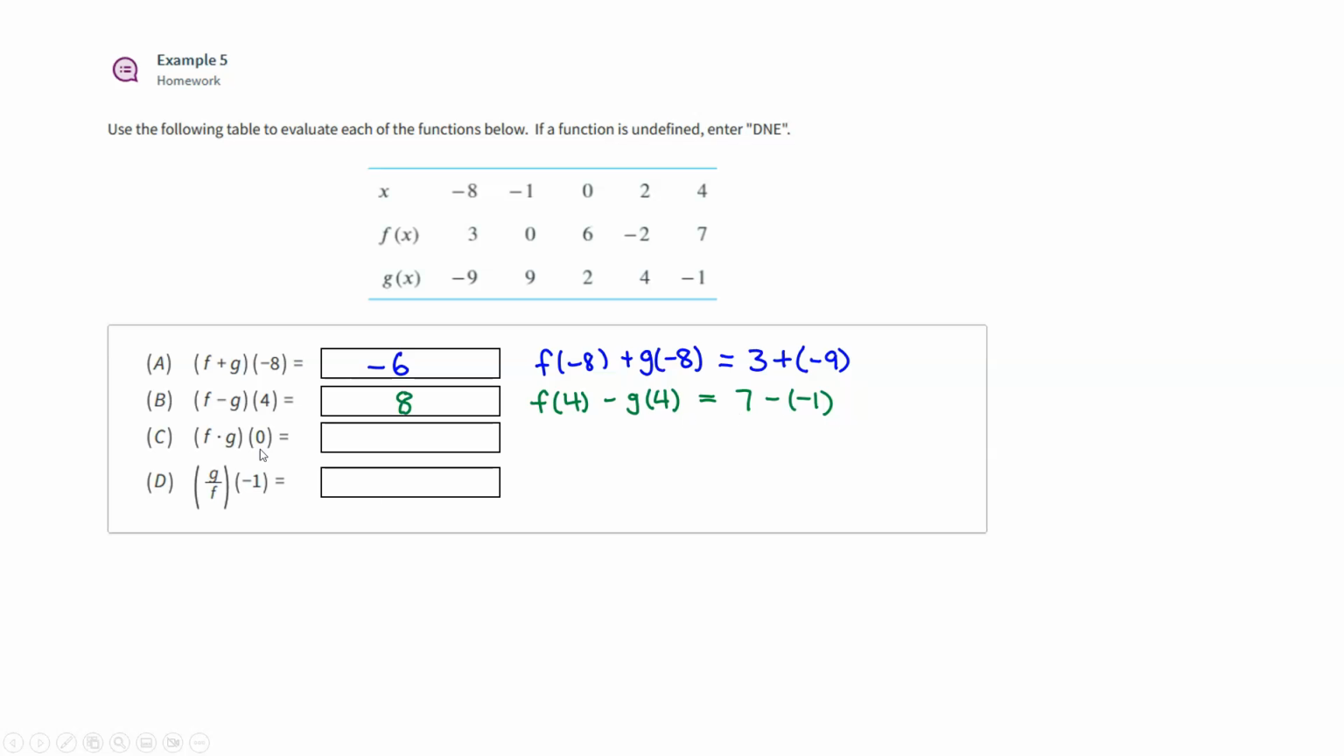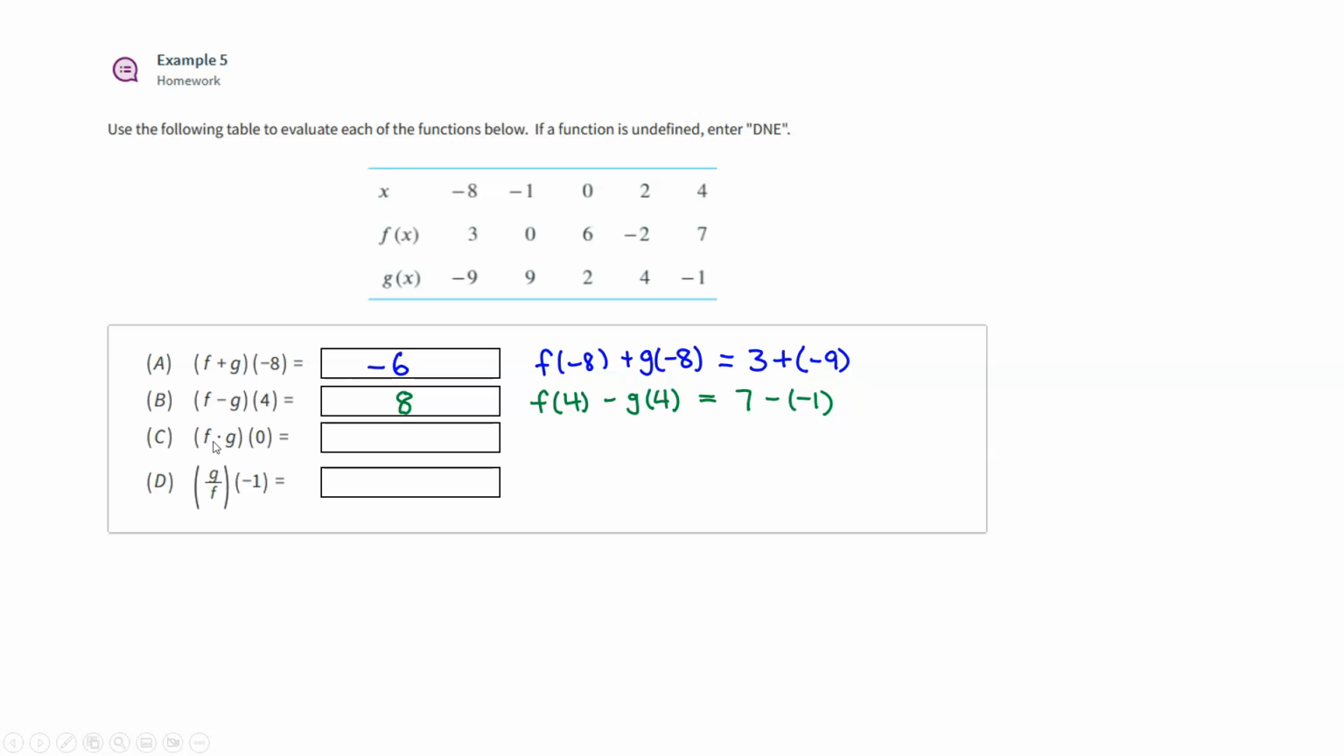F times g of 0. Now notice that when you have function notation again, the function letters are indicating which formula or part of the table you're looking at. The number that's in parentheses indicates the value you're substituting in. This is not f times g times 0. This is not f minus g times 4. Make sure you notice that this is not multiplication going on between these two.